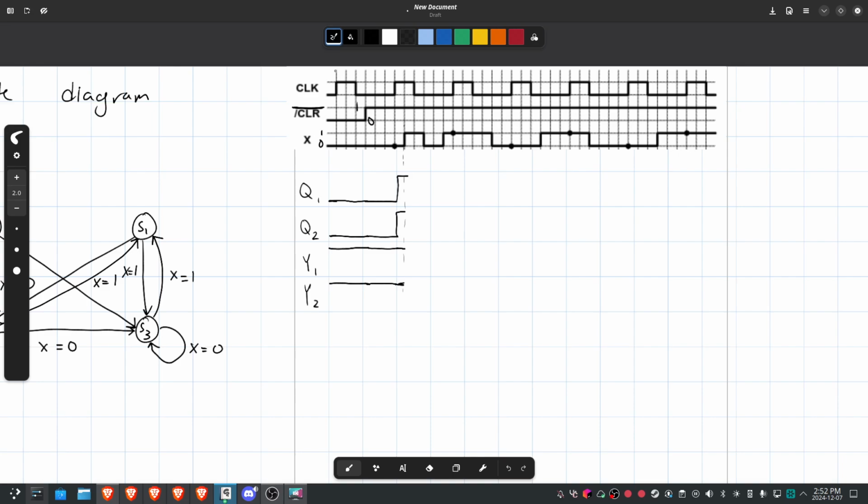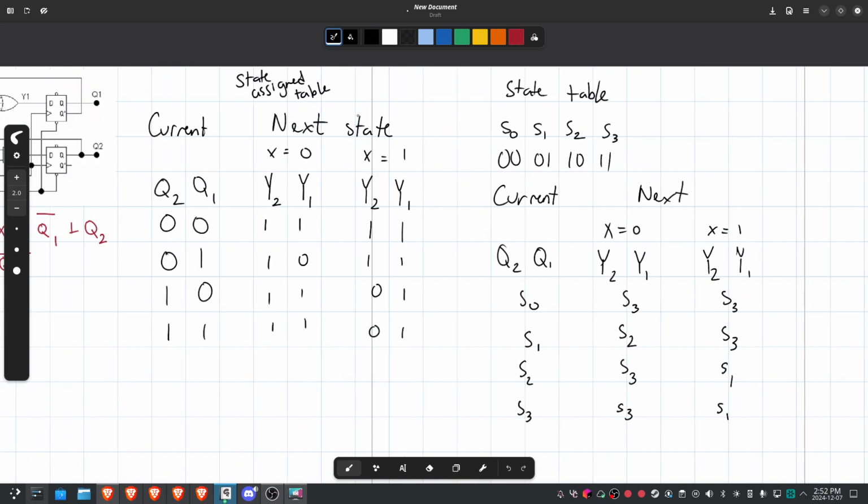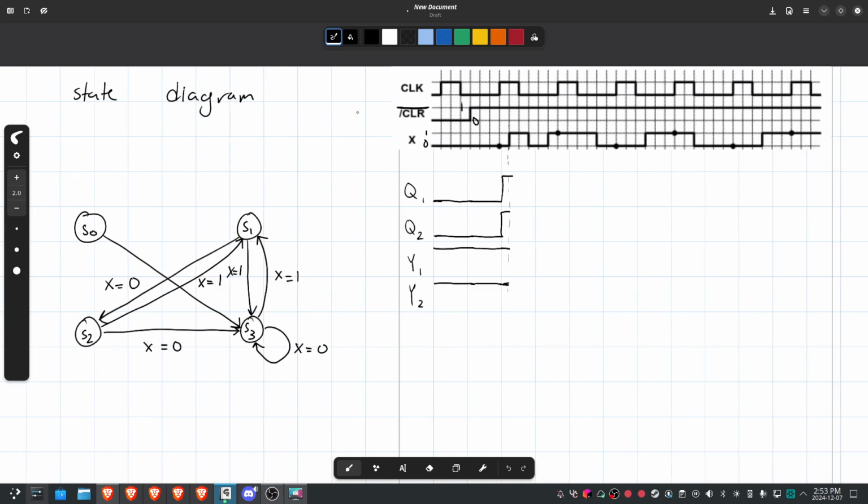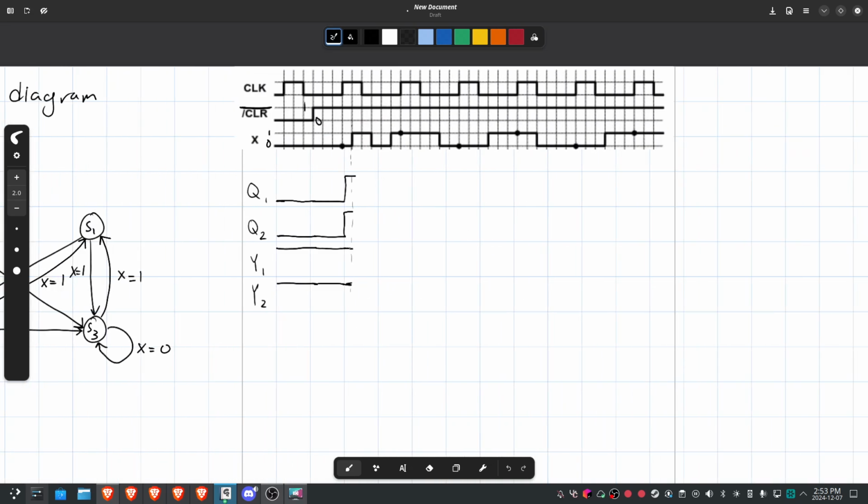Now what happens when we have Q1 is 1, Q2 is 1, and X is 1? Once again, we look back to our state assigned table. It's going to be 0, 1. Y2 is going to be 0. So Y1 is going to remain high, and Y2 is going to drop down to 0. I'm sorry, I wish I had a better grid, but I don't.